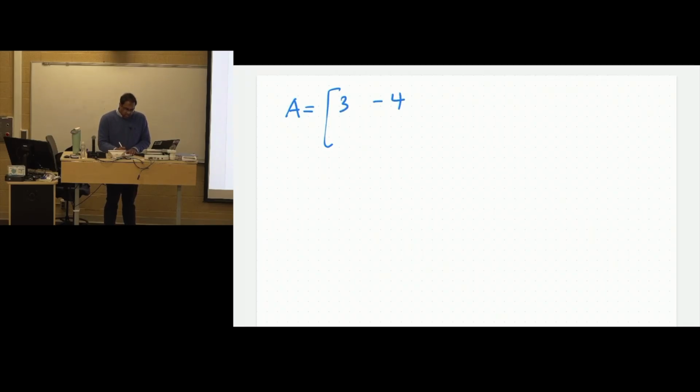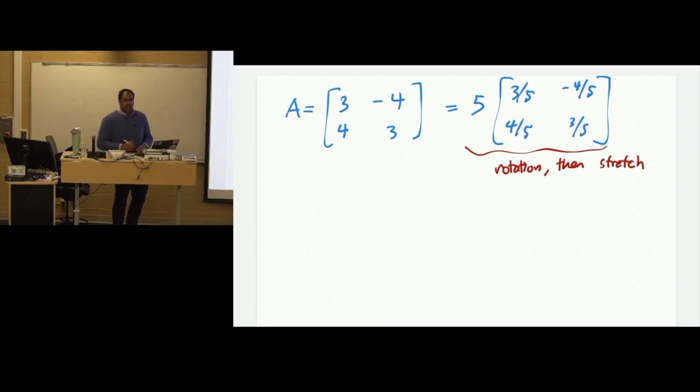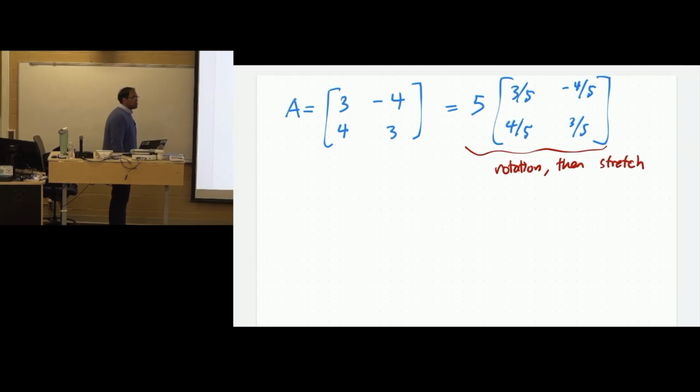How about this? 3, -4, 4, 3. This is not an orthogonal matrix, but it's just a scalar multiple of one. This is 5 times 3/5, 4/5, my favorite default example of an orthogonal matrix. These columns are both unit vectors, and they're orthogonal, which means this is an orthogonal matrix. So this is a rotation and then a stretch. And it's a rotation by something that's somewhere between 0 and 180 degrees, which means there's not going to be an eigenvector in the real number sense.